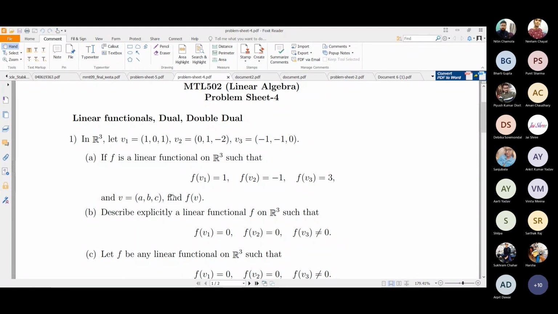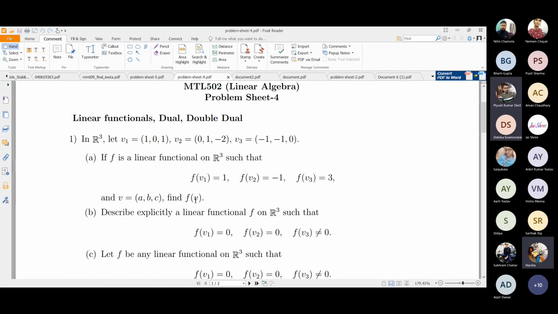Okay, so here you have to find this f of v in terms of this f. F is a linear functional on R3, and this v1, v2, v3 are defined by these vectors. The underlying vector space is R3 over R, and you need to find this f of v. So how will you do this? What is the basic idea first? Because you have tried, right?